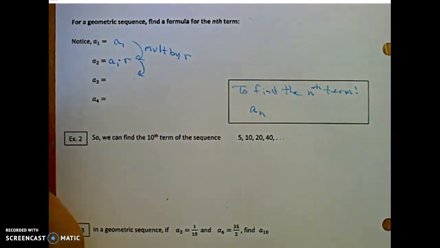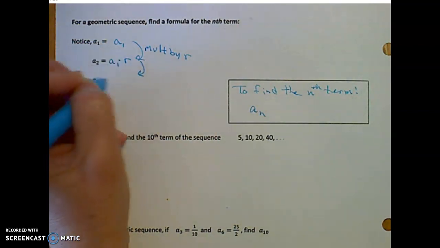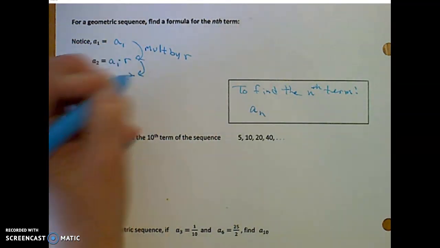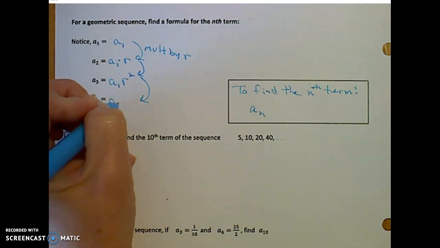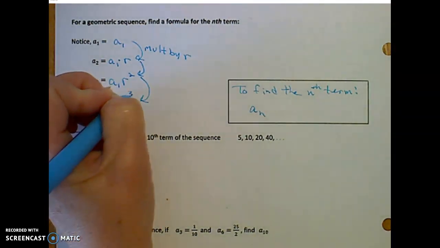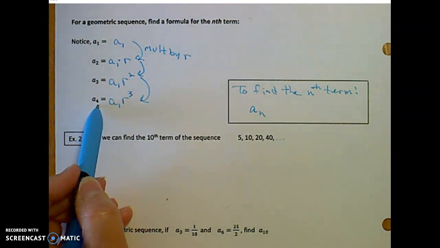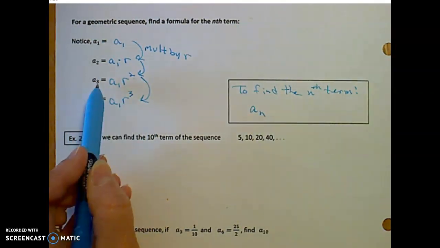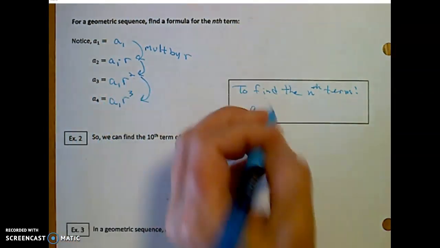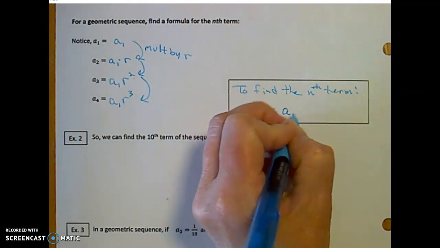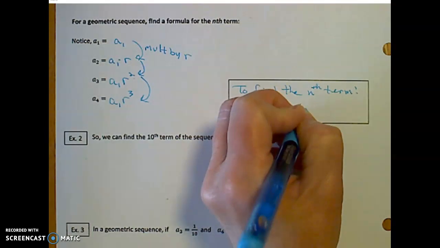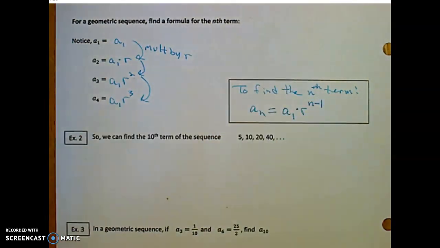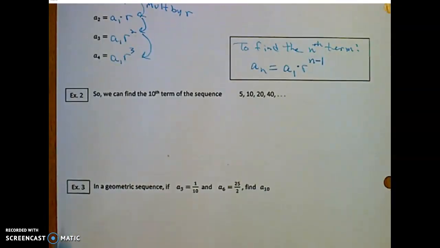But then I'm going to multiply by r again. If I multiply this times r, it's the first term times r squared. If I multiply that times another r, that common ratio, it's my first term times r to the third. And then you start to notice: fourth term is a sub 1 r to the third, third term a sub 1 r squared, nth term is a sub 1 times what? Please notice that pattern, that's an r to the n minus 1. And you can find the nth term of the geometric sequence.